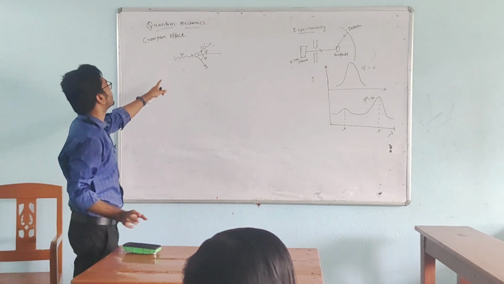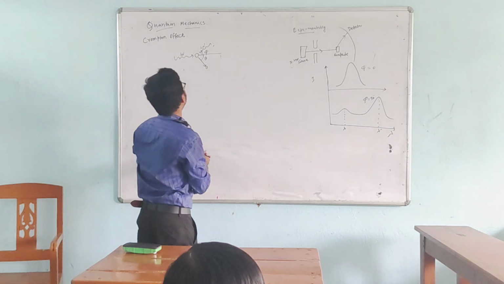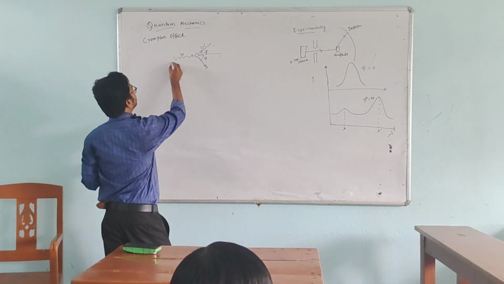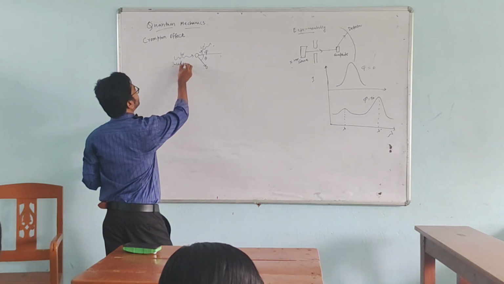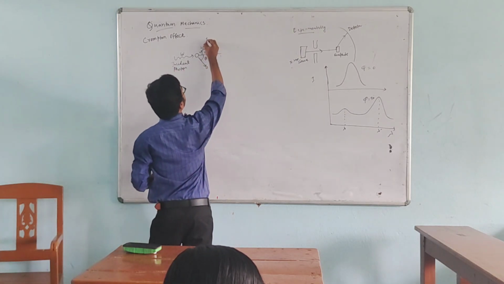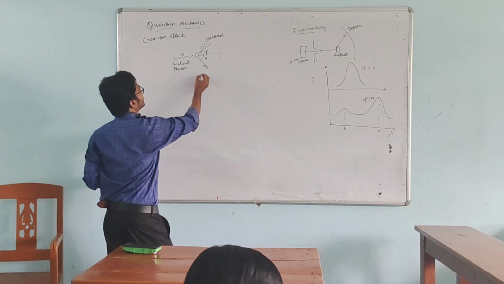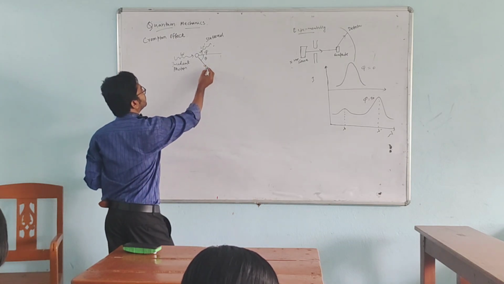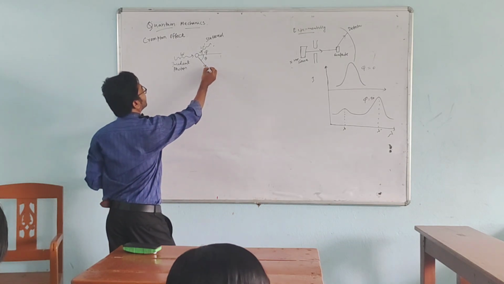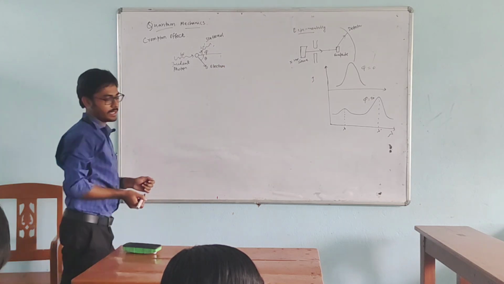So this is our incident photon, h nu. This is the scattered photon. This is the electron with some kinetic energy which interacts with the incident photon.